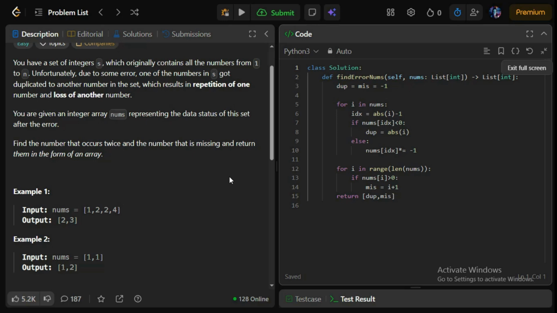In the second run, we are going to have i as 1. So at nums of 1, we know we have minus 2, which is not greater than 0. So again we will move forward. And in the next run, we are going to have i as 2. And we know at nums of 2, we have the value 2, because in the previous loop, when we got the number 2 again, we didn't make it negative. We just put that particular number into our duplicate. So now at nums of 2, we have the value 2, which is greater than 0.